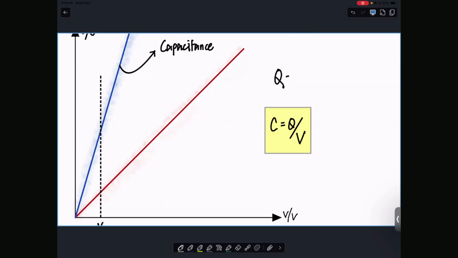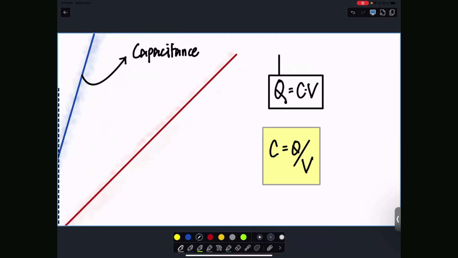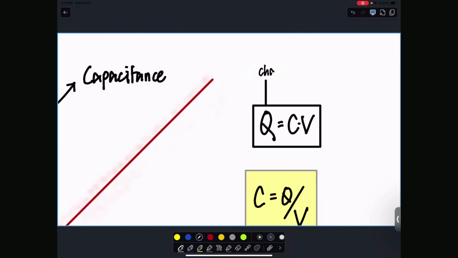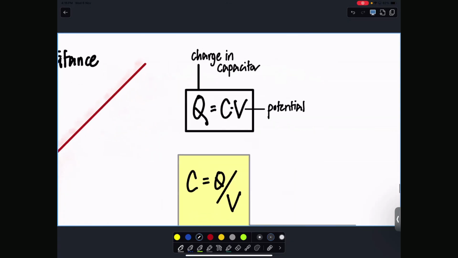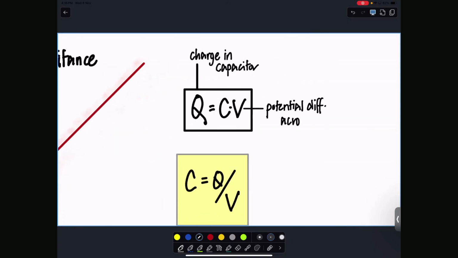So Q equals CV. Q is the what? Yeah, charge stored in the capacitor, okay? Charge in capacitor. What is V? The potential difference across the capacitor.